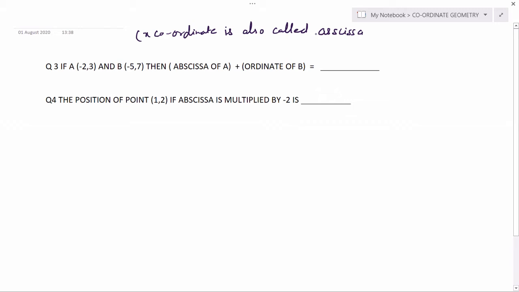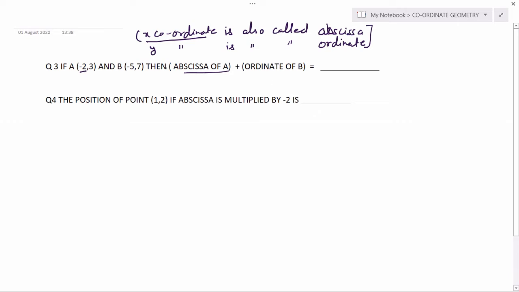If you have remembered this, the x coordinate of the point is also called abscissa, and the y coordinate is also called ordinate. All of you have done this. When you studied this chapter, you must have learned these two words, abscissa and ordinate. Now it is saying you have to take the abscissa of A.